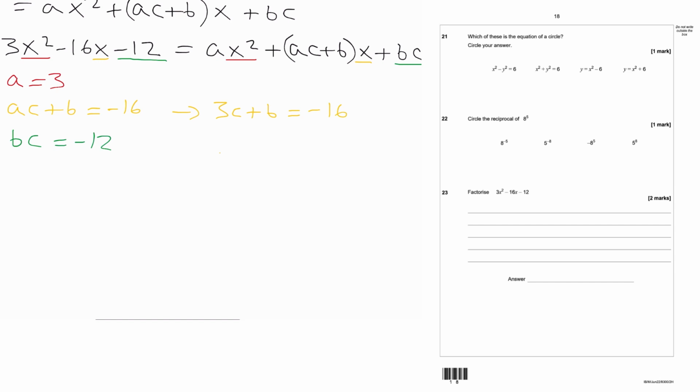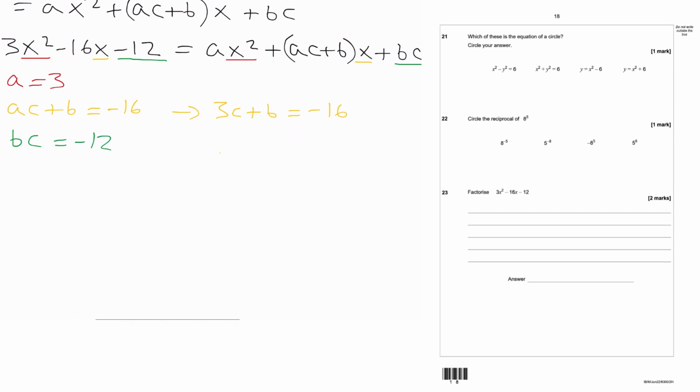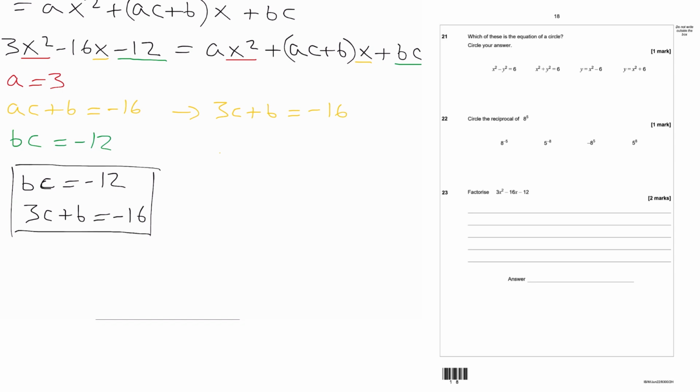So let's explicitly write out what we know. We have some conditions. Our conditions are that b times c must equal minus 12, and 3c plus b must equal minus 16. Now we can work out mathematically what b and c are, i.e. we can continue manipulating these formulas. However, it's a 2-mark question, we're not going to go that far, and there's a much quicker way to do this. So we can assume that b and c are both integers.